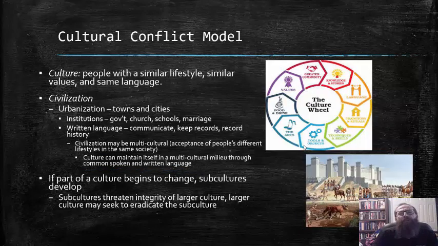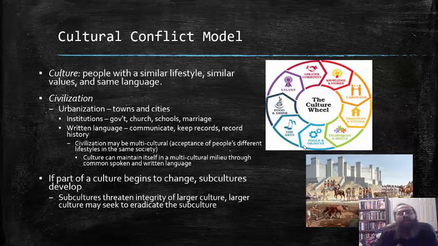So the next element of historical theory I want to discuss with you is what is known as the cultural conflict model. Now before we get into the specifics of this particular element, we need to define what we mean by culture and also what we mean by civilization when we use that term. Culture can generally be defined as a people with a similar lifestyle, similar values, and key, the same language.